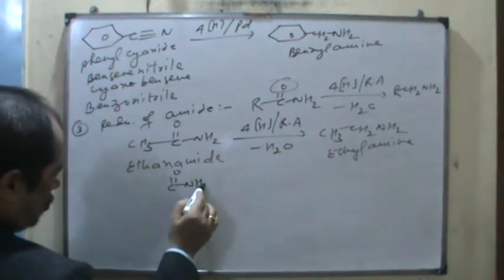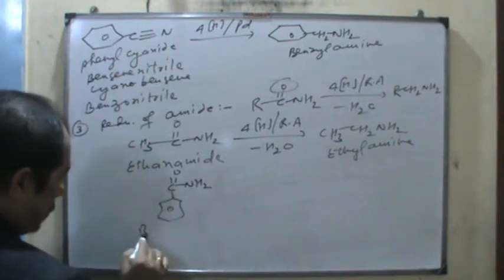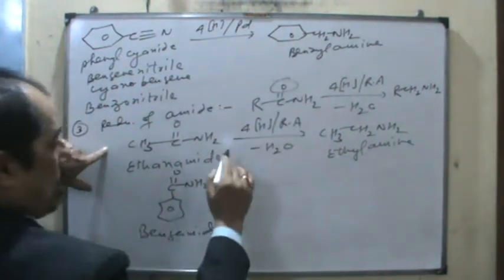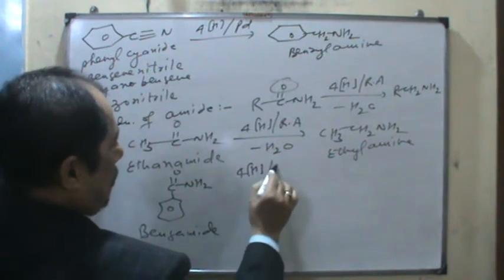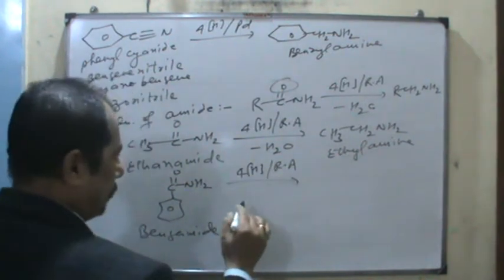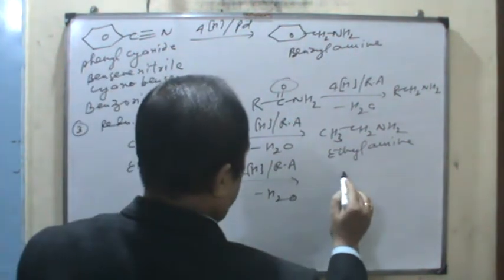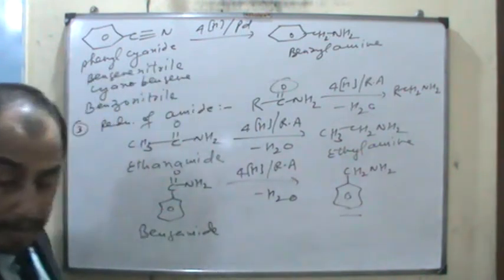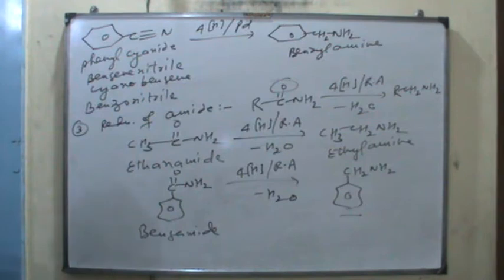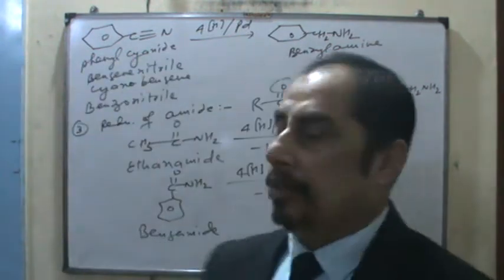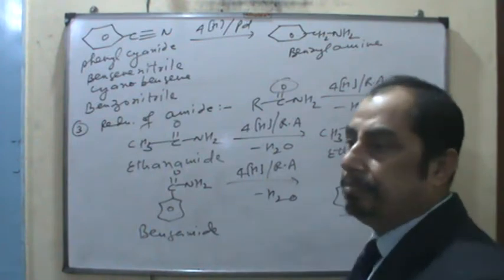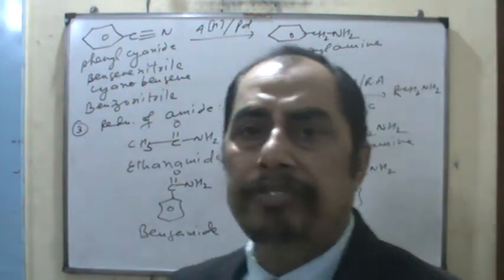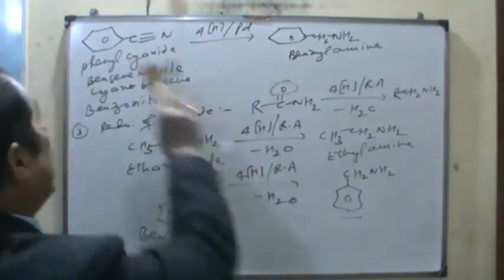You take the aromatic series, benzamide. Now you go for the reduction in presence of reducing agent. Water is lost, CH2 and NH2, benzylamine. So reduction of cyanide done, reduction of amide done, then Hoffman's ammonolysis of alkyl halide.